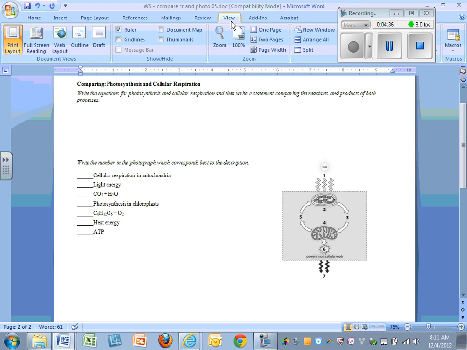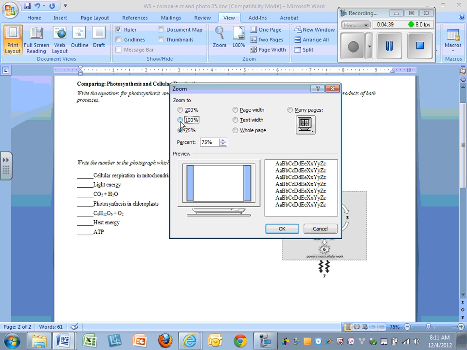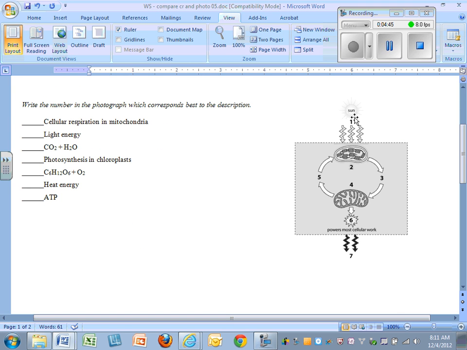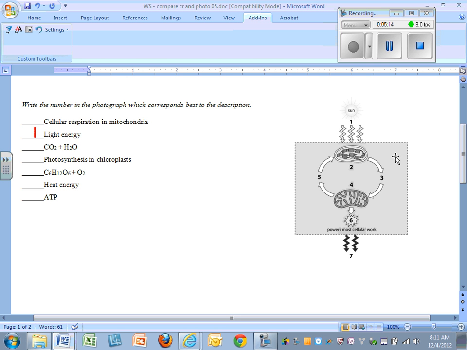Now, flip over to the back of your pages, and you will see a diagram. Let's increase this a little bit. There we go. We see a diagram at the bottom. We have these numbers 1 through 7. Let's see if we can write the number in the photograph with the corresponding description. So number one is what? Number one in the picture is right underneath the sun. So that's going to be light energy.